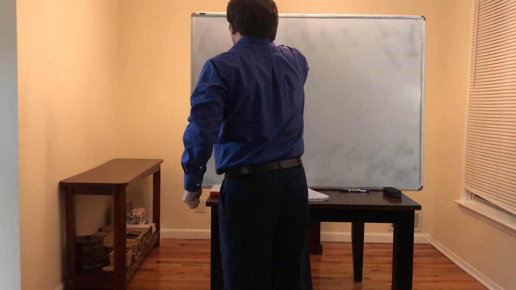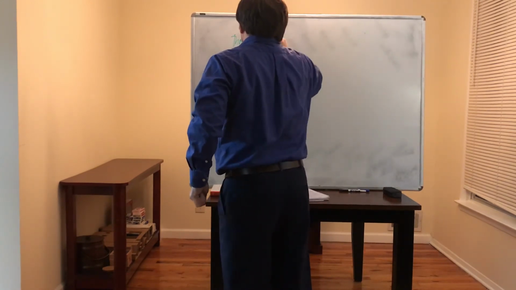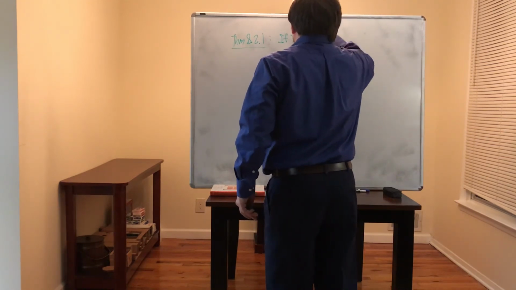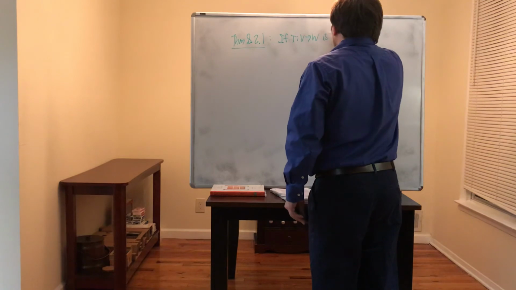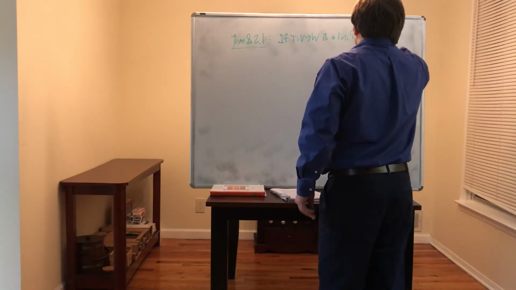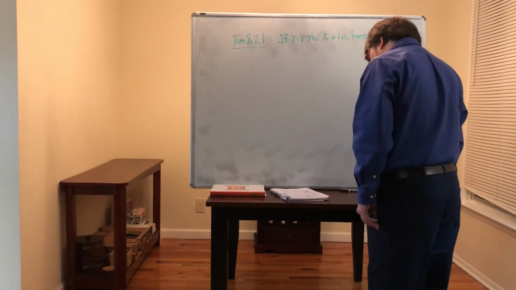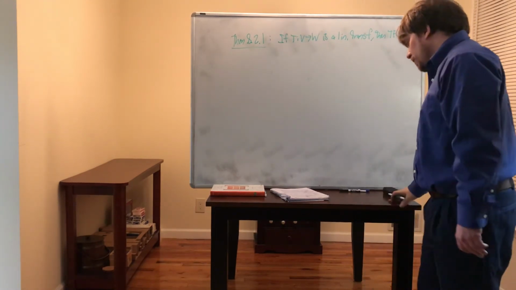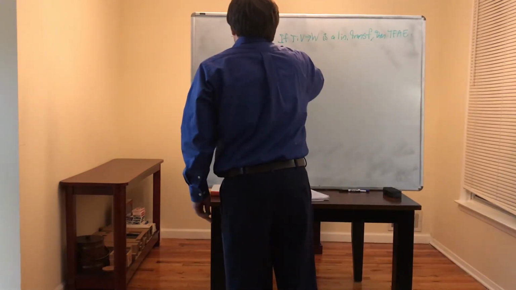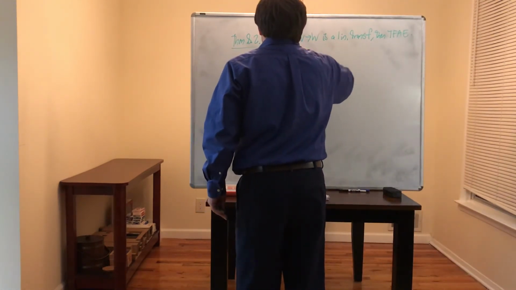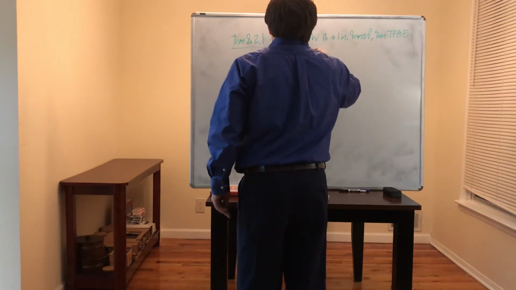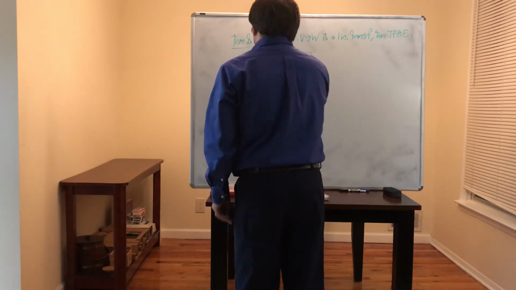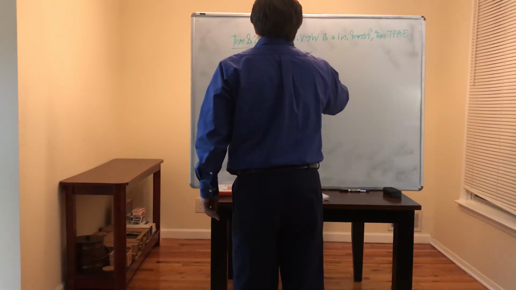So theorem 8.2.1. T from V to W is a linear transformation. Then the following statements are equivalent. Then the following are equivalent. A, T is 1 to 1. B, the kernel of T is the 0 set.